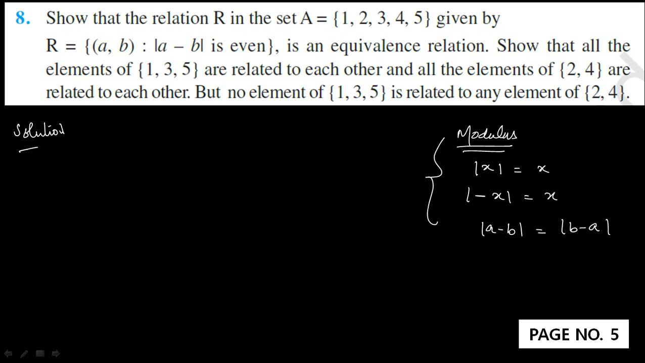Now what about the solution of question number 8? Set A is given to you. The numbers are 1, 2, 3, 4 and 5. Now depending upon these numbers, we have to solve the question.